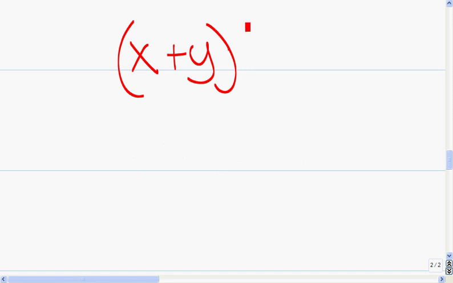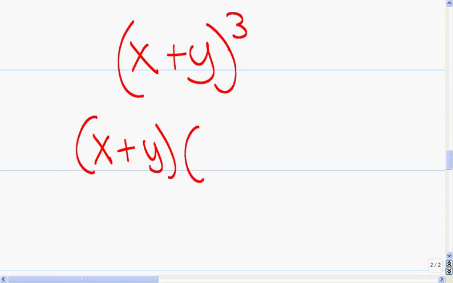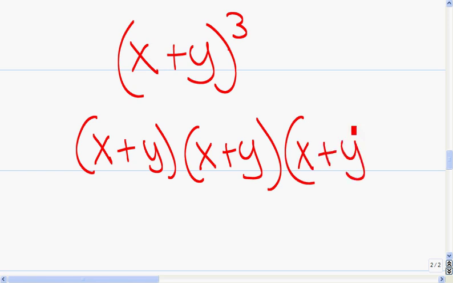If the exponent would have been 3, then that 3 tells me that I'm going to multiply x plus y times itself 3 times. Once, twice, 3 times.